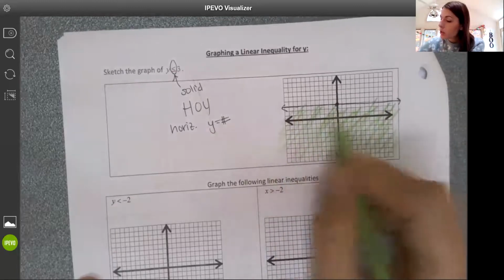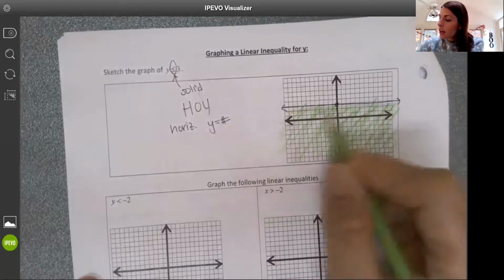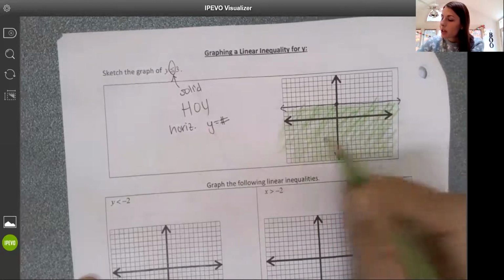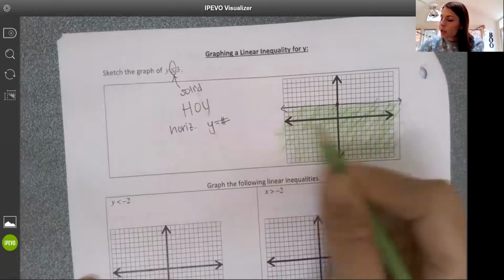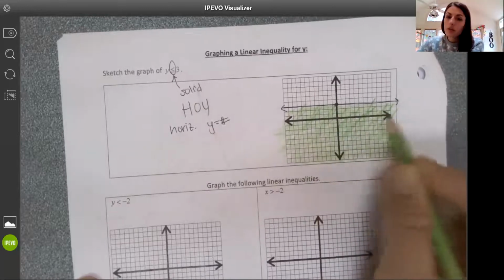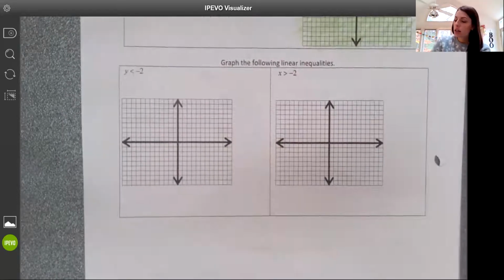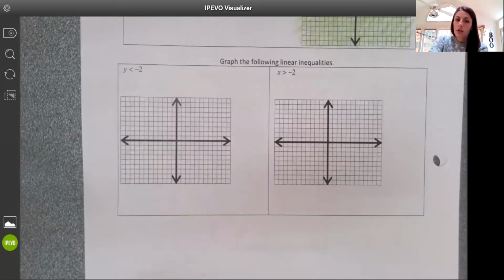Okay, so that's a horrible job shading that in. I kind of like colored pencils because really it shouldn't be as messy as I'm making it be. Okay, it should be a nice, pretty shading underneath that line. Okay, so now you go ahead and look at the last 2 inequalities in our notes and graph the horizontal or vertical inequalities, how they read.